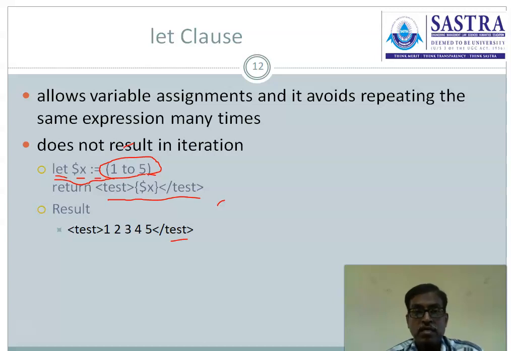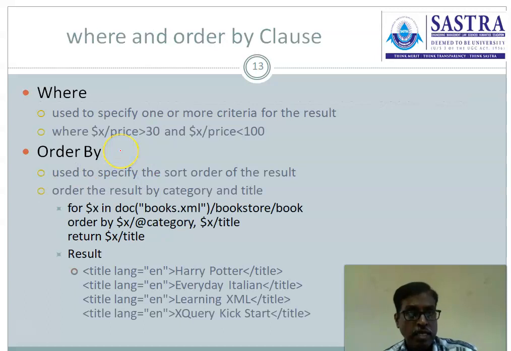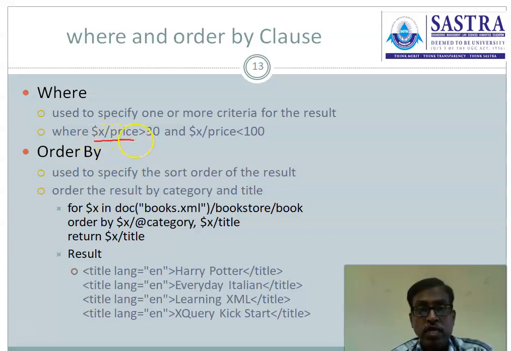And then in the next one, the where and order by clauses. By using the where clause, we can include one or more criteria. Based on the criteria, the result is fetched and that will be printed in the result. Where $x/price greater than 30, $x/price less than 100. So between 30 and 100, I want to display. This is the expression used in the where clause.